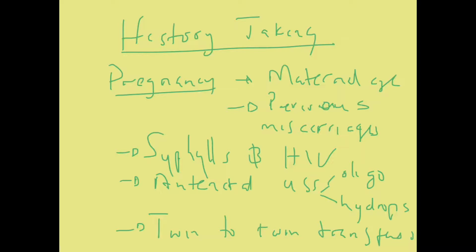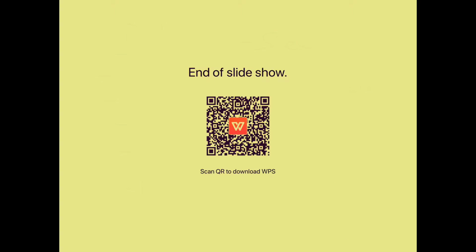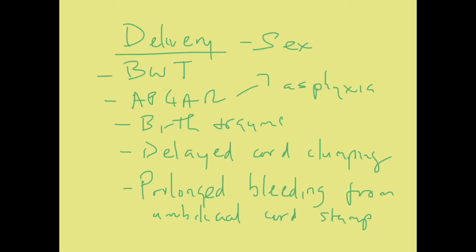You also want to ask about the antenatal ultrasound scan. An antenatal ultrasound scan can show us oligohydramnios, which can occur with renal problems, or hydrops fetalis, which we said is this edema that can occur in pregnancy. Delivery, we want to know the sex of the baby. If the baby is a boy, they are prone to posterior urethral valves, so we need to check for that.